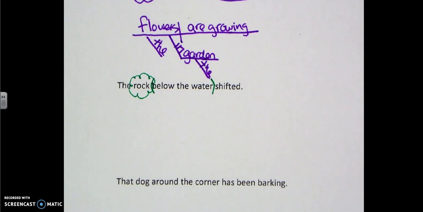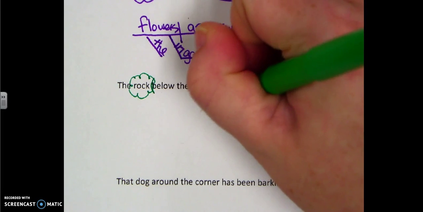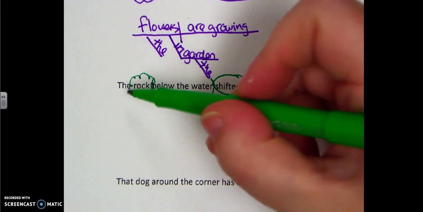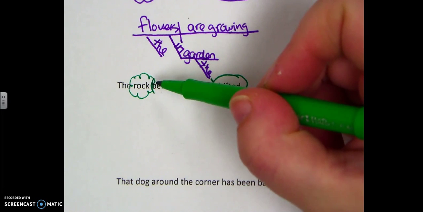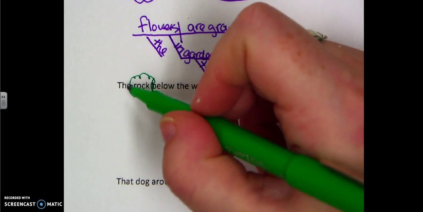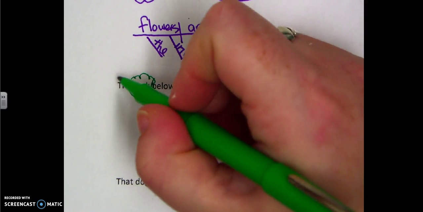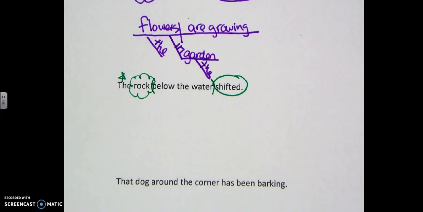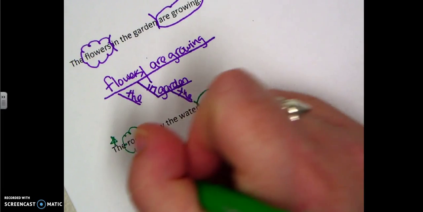What did the rock do? It shifted. And I have an article. Which rock? The rock. All right, so we know that "the" is describing rock. It's an adjective. Also, it's an article. It's always going to be an adjective. All right, so let's go ahead and diagram this.